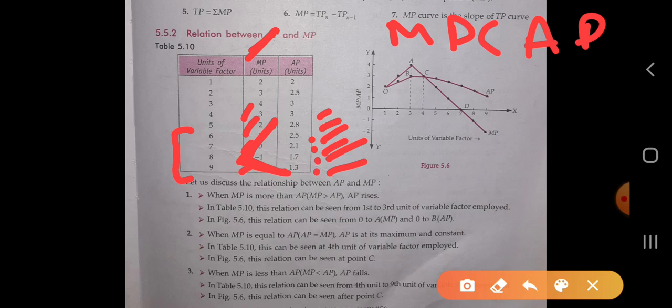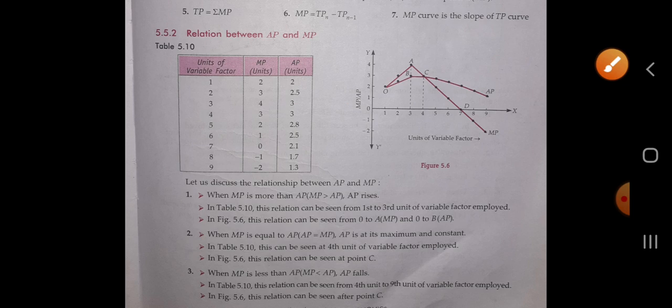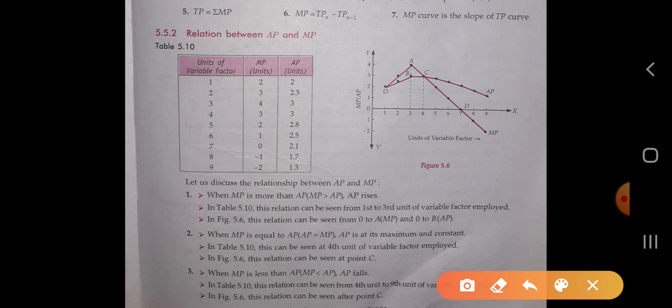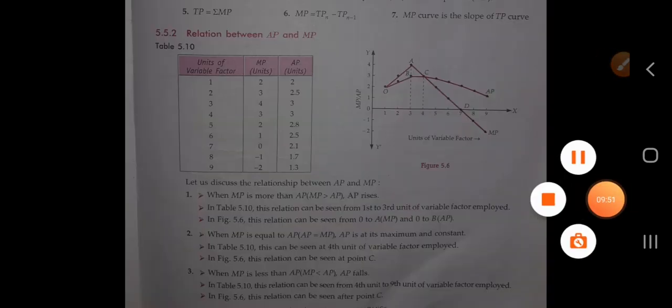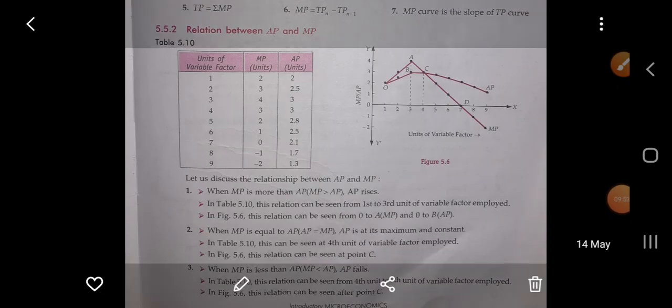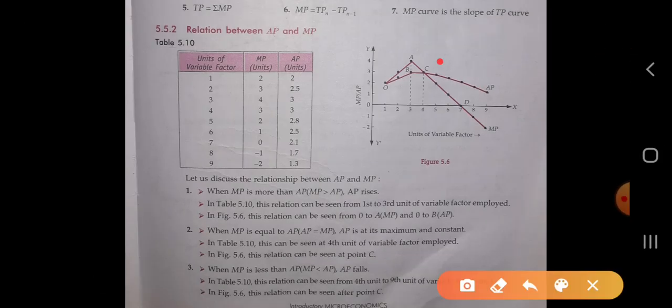If the condition is that MP is less than AP, in that condition AP will fall. See how AP is falling: 2.8, 2.5, 2.1, 1.7 and 1.3. In table 5.10, this relation can be seen from the 4th unit to the 9th unit, and in figure 5.6 this relation can be seen after point C. After point C we see that AP is continuously falling.